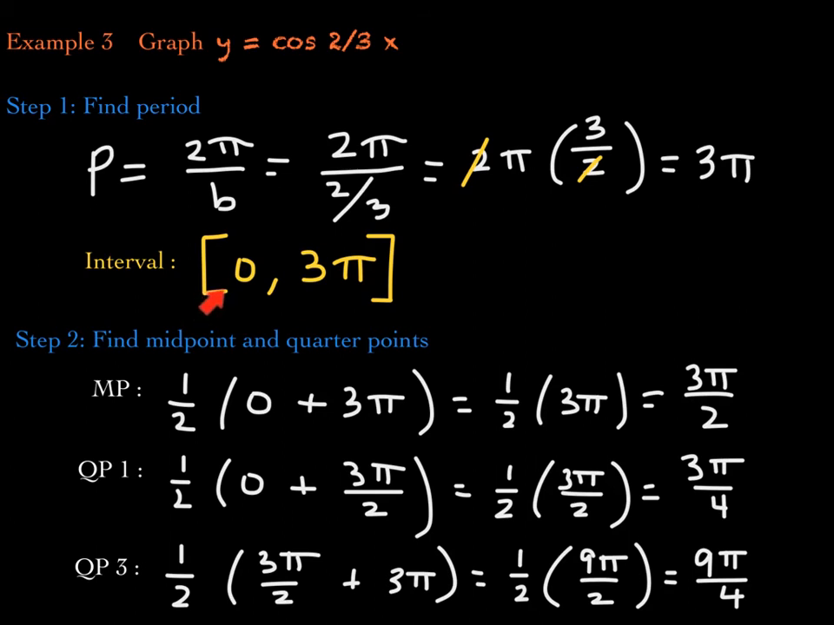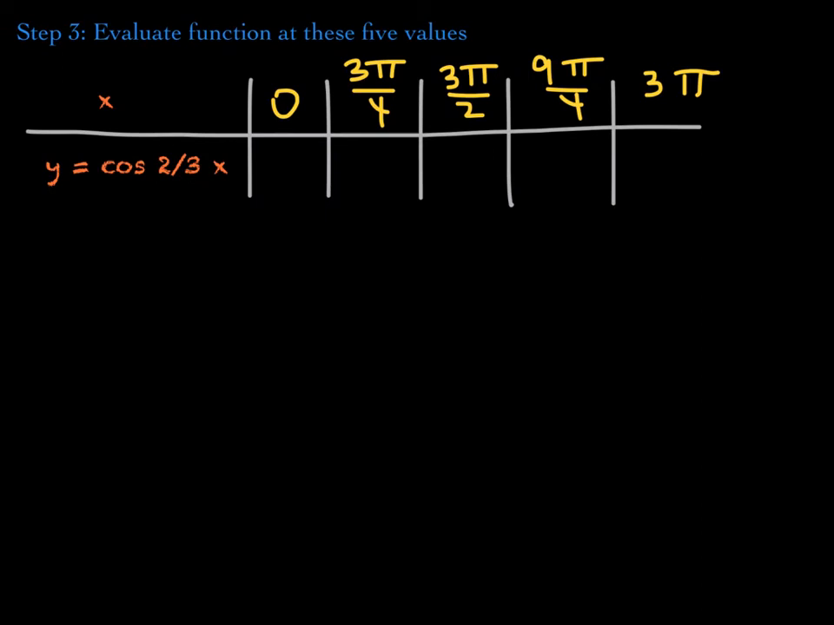All right, we have our left endpoint. I'll try to go in order here. Left endpoint, our first quarter point, our midpoint, our third quarter point, and our right endpoint. These are the 5 points that you're going to plug into your function in step 3. All right, here we go. Step 3, let's evaluate our function, cosine of 2/3 x, at each one of these values. It's kind of easy to plug in 0 here. When you plug in 0, you let x be 0, and 2/3 times 0 is just 0. And cosine of 0 is 1.